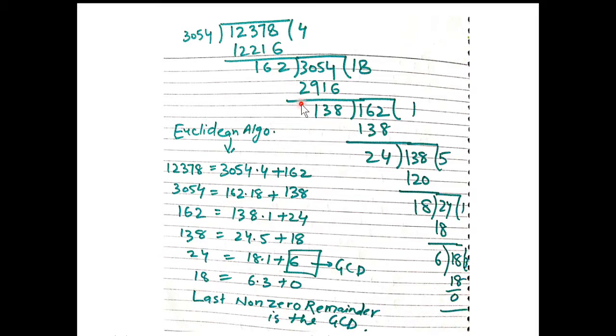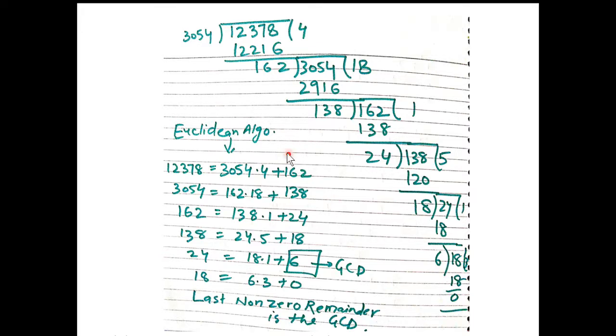This is called the long division method, which we all know. So what we do in this: the bigger number is inside, it's the dividend, and the smaller is the divisor. So we just divide until we find a zero remainder, and the last non-zero remainder becomes the greatest common divisor of the two numbers.